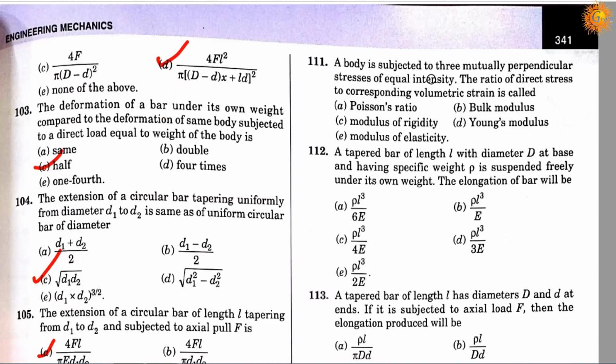A body is subjected to 3 mutually perpendicular stresses of equal intensity. The ratio of direct stress to corresponding volumetric strain is called option A Poisson's ratio, option B bulk modulus, option C modulus of rigidity, option D Young's modulus, option E modulus of elasticity. Correct answer is B. It will be bulk modulus.